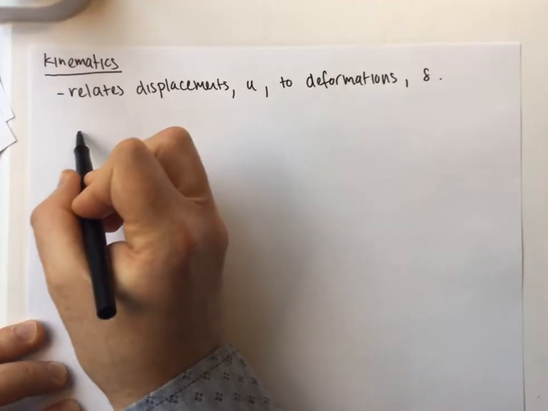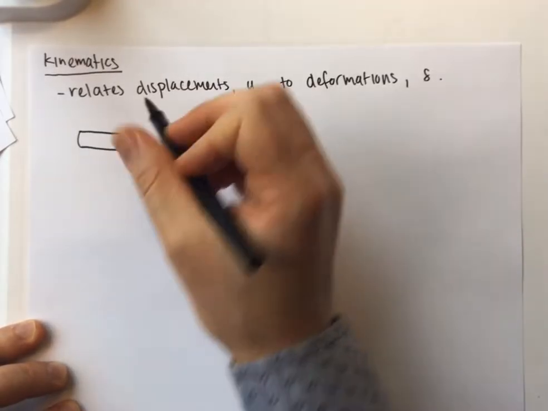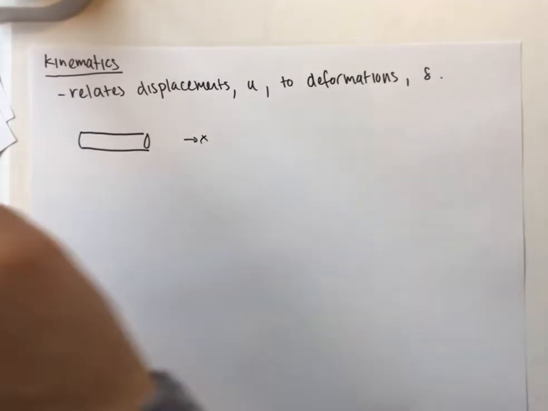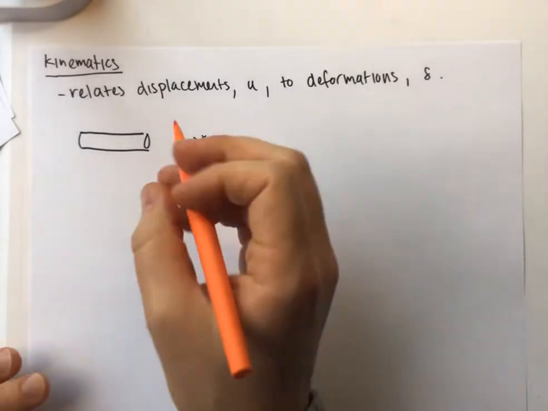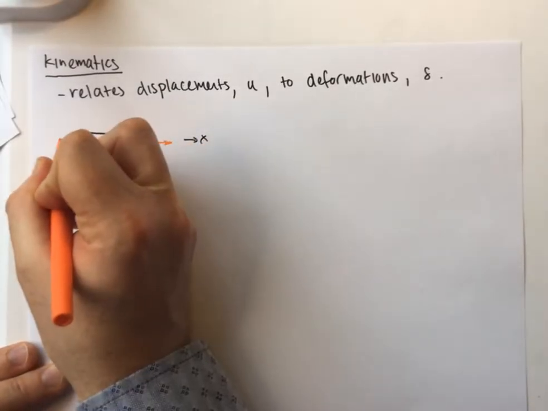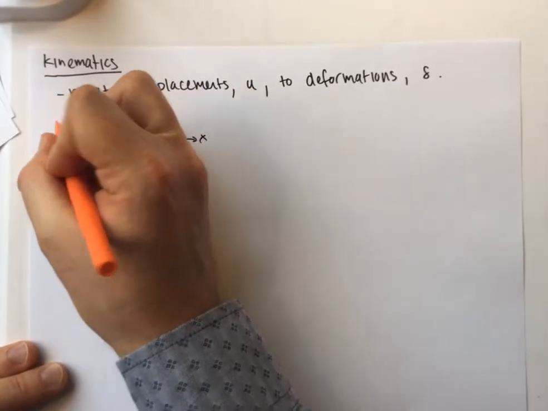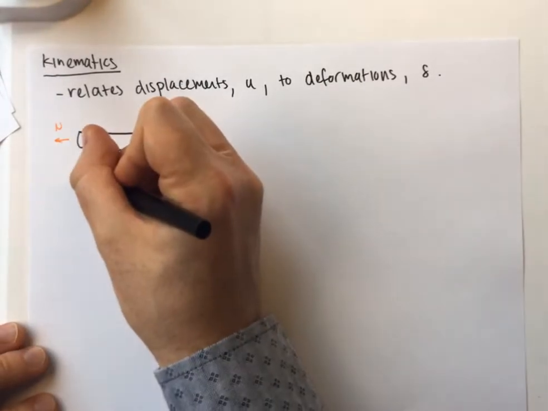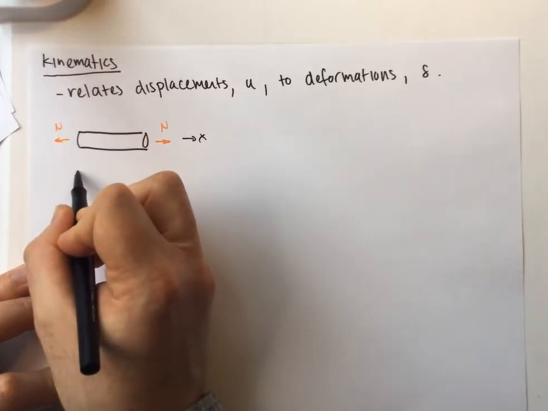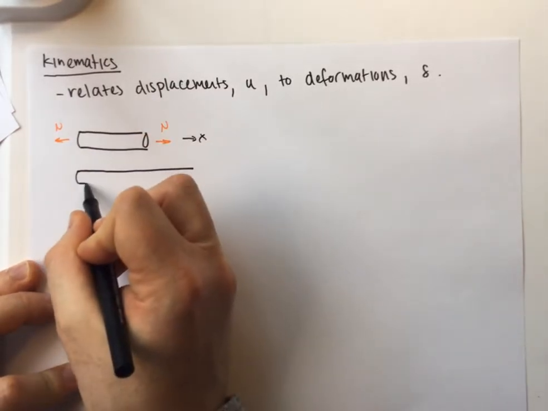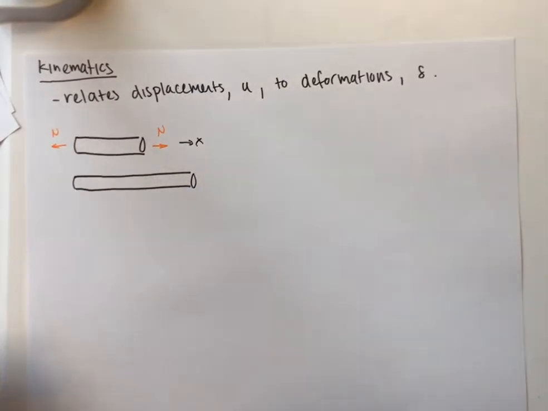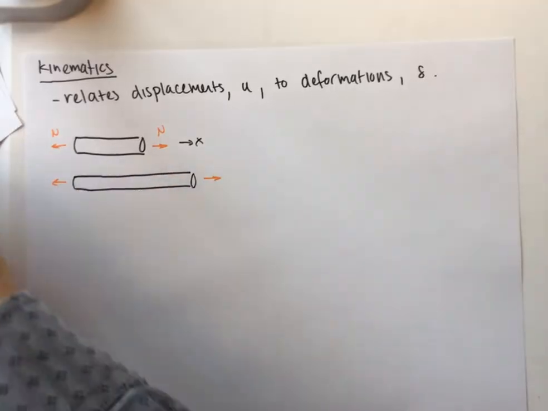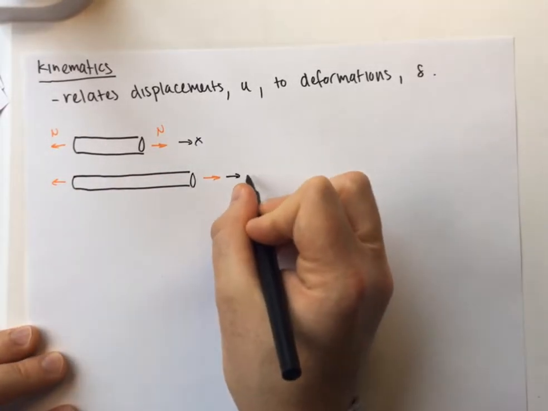So I'm going to draw another rod here. And again, our rod has some coordinate system, x, some area, and we're going to apply some force to it, call it N. We're going to see what happens. And I'm going to draw what that deformed configuration looks like. It's going to look something like this. So we still have some force here. Still have some coordinate system.